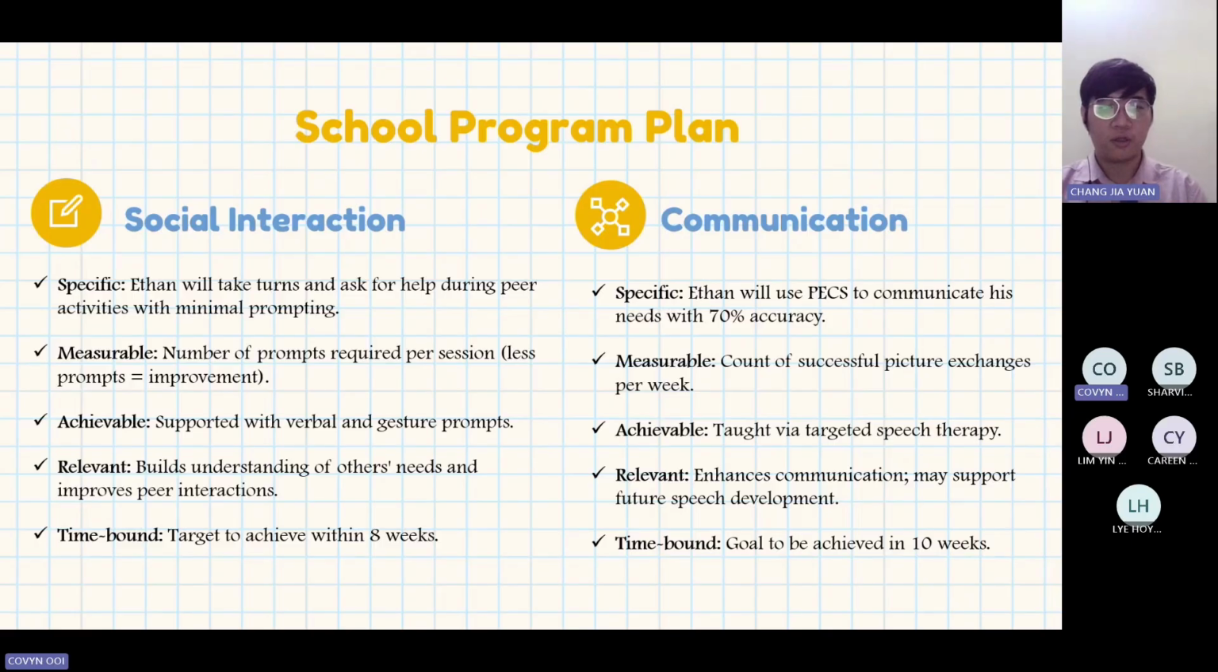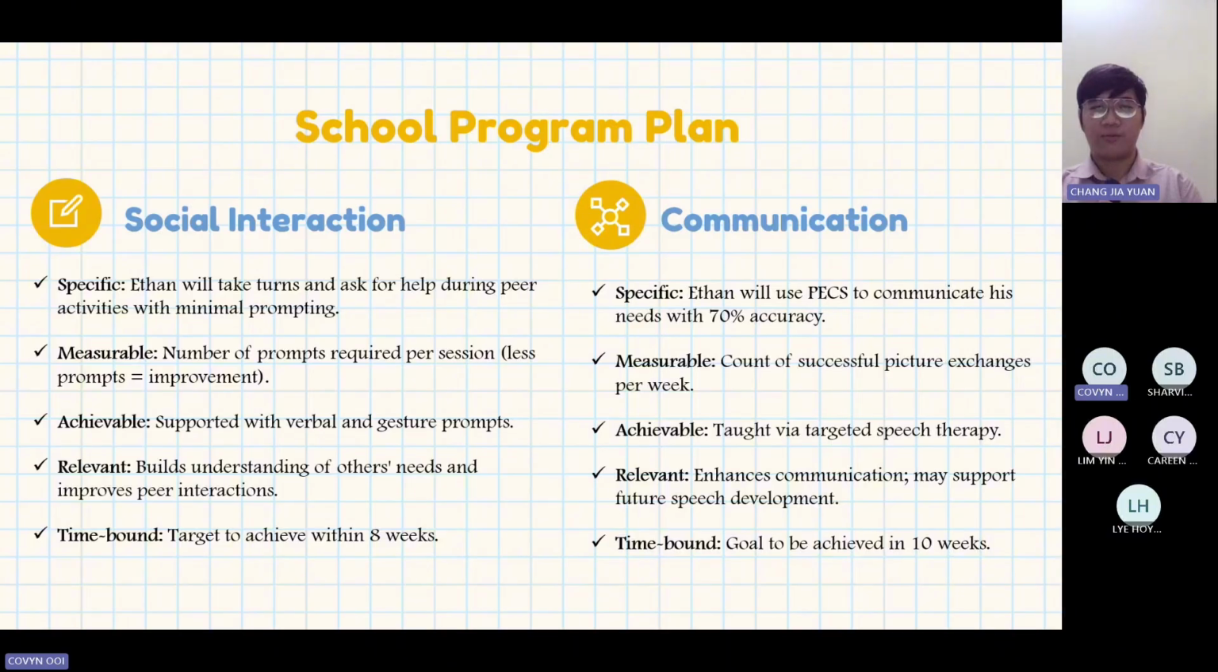Okay, thank you, Brandon. So with Ethan's priorities having been set, our IEP team has set up goals for each learning area and will cover some of them today. For social interaction, we set a goal for him to take turns and ask for help during group activities with minimal prompting. We'll measure the progress by tracking how many prompts he needs per session, in which fewer prompts means progress. Throughout these activities, we'll help him with prompts, and we hope that Ethan gradually learns to understand others' needs and improve his peer interactions, and aim to achieve this with Ethan within 8 weeks.